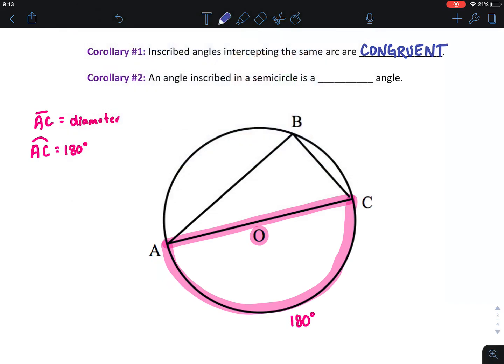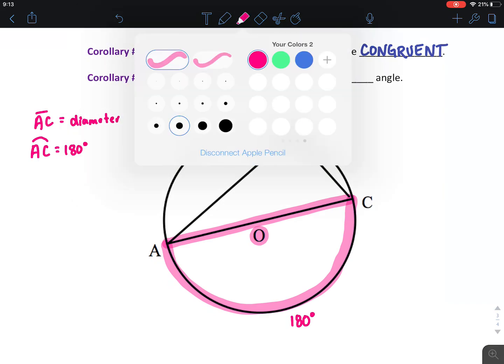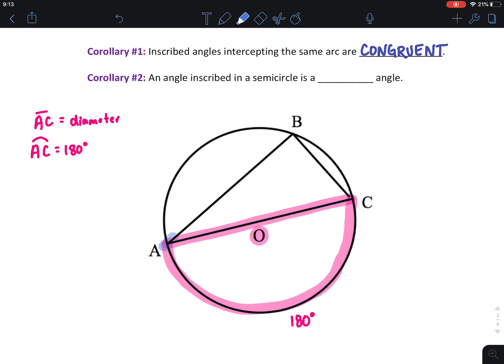Well, if we are inscribing this angle B to a semicircle, this is why it's a corollary, because we could technically figure this out ourselves, right? The measure of angle B is equal to half of the measure of the arc it intercepts, which is 180, which is 90 degrees. So the measure of angle B is a right angle. So the corollary says an angle inscribed in a semicircle is a right angle.